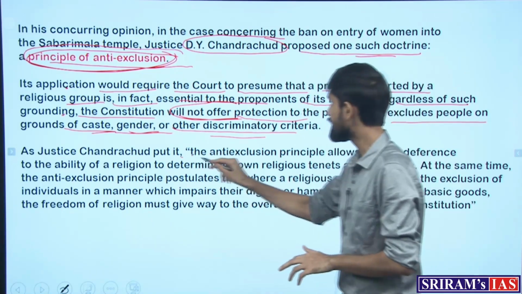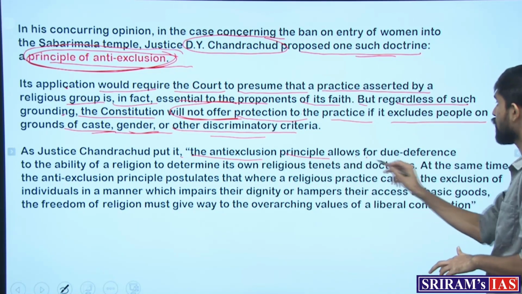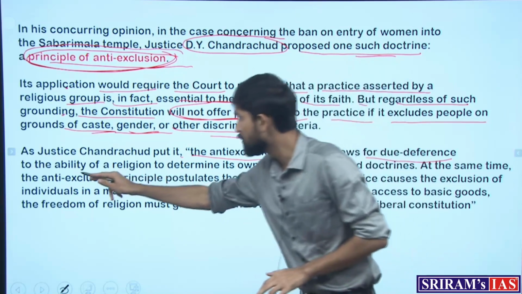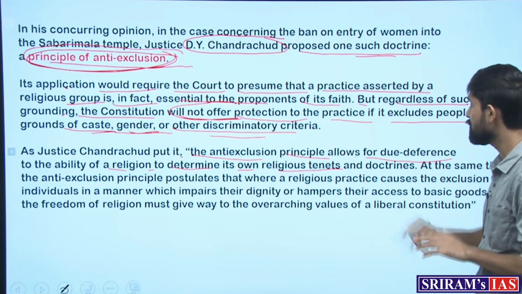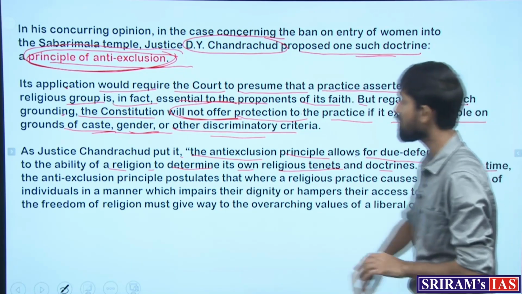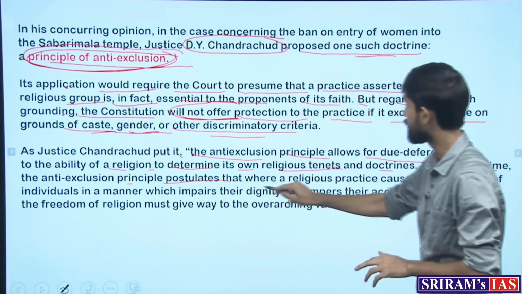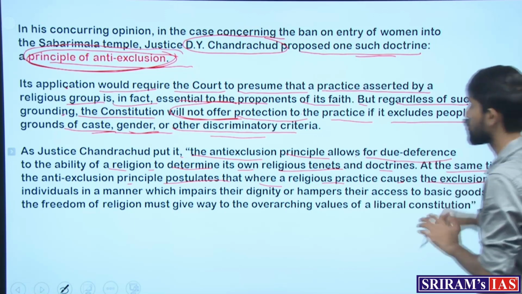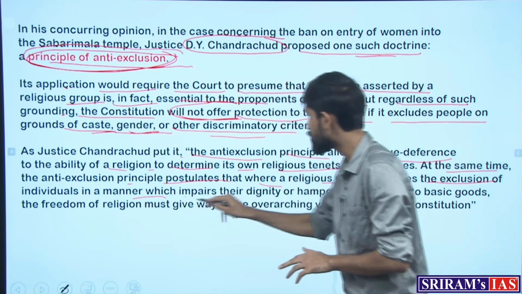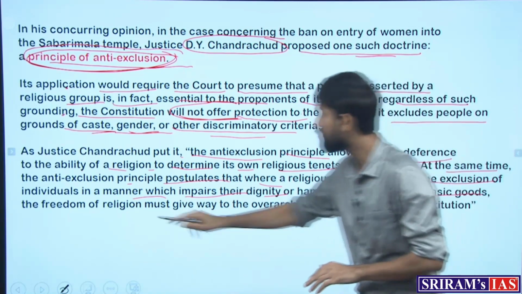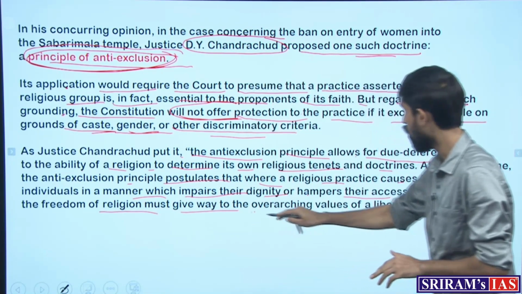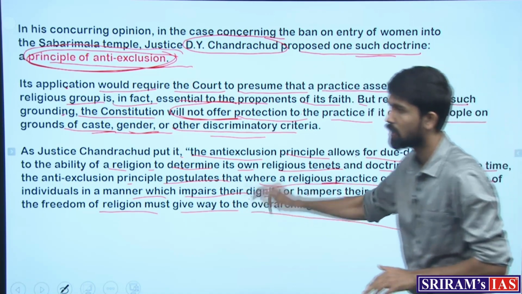He put it that the anti-exclusion principle allows for due deference to the ability of a religion to determine its own religious tenets. It gives it the freedom and doctrines. At the same time, the principle postulates that where a religious practice causes the exclusion of individuals in a manner which impairs their dignity or hampers their access to basic goods, the freedom of religion must give way to overarching values of a liberal constitution.